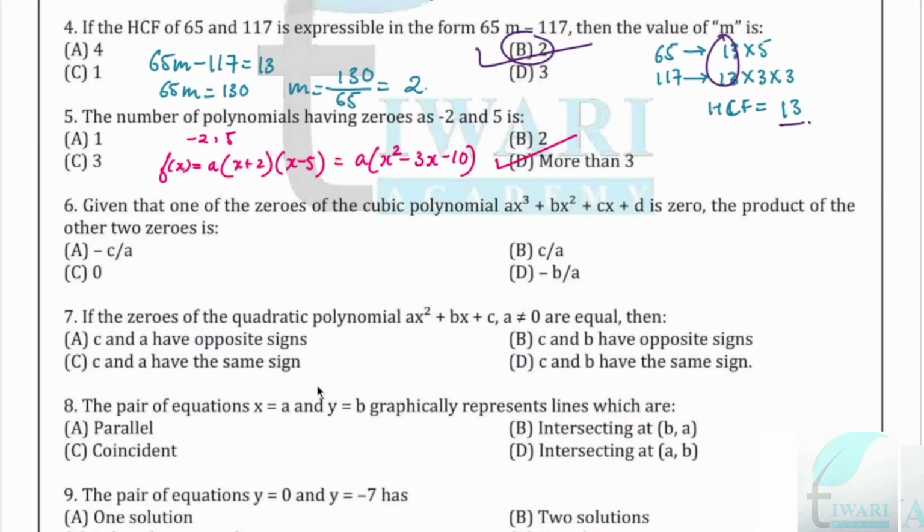Given that, question number 6 is: given that one of the zeros of the cubic polynomial ax cube plus bx square plus cx plus d is 0, then the product of the other two zeros is what?